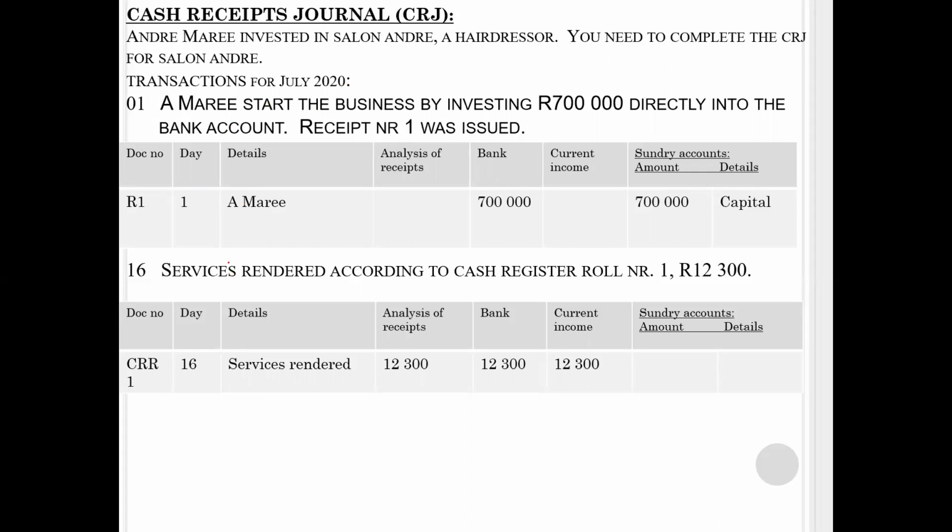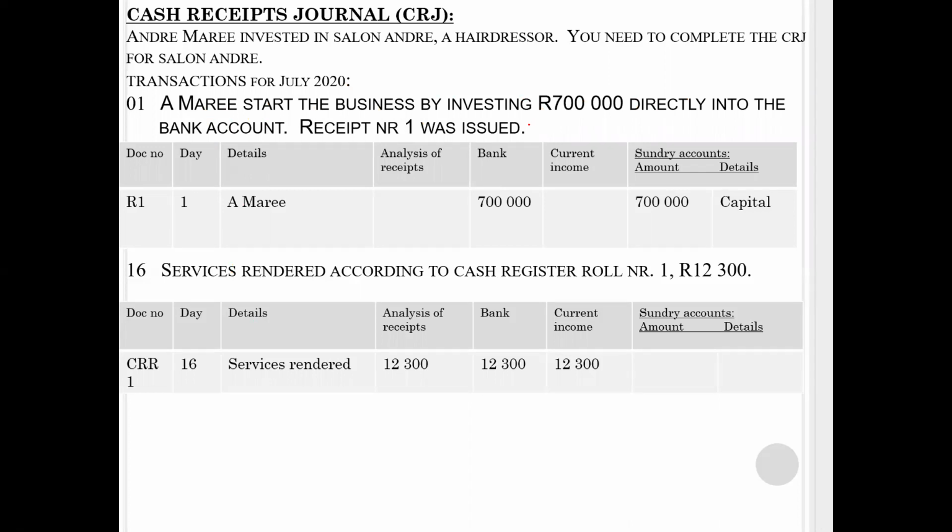Then another transaction and how you are going to write it into the journal. So let's look at the first one that is on the first. A. Maria started the business by investing 700,000 directly into the bank account. Receipt number 1 was issued.